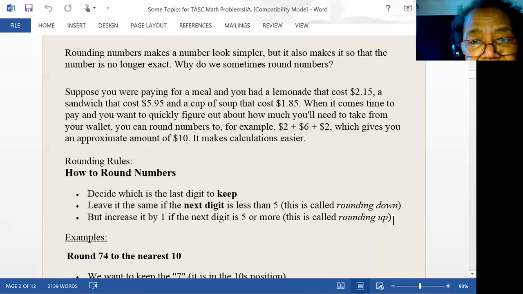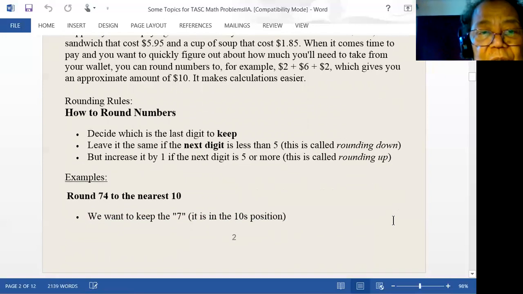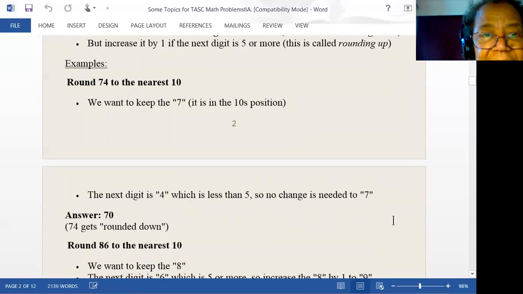Okay, let's take an example. Suppose we want to round 74 to the nearest 10. Now, the tens position is where you see the 7. 7 tens make 70, right? But look at the 4. The 4 is less than 5. So, no change then to the 7, and we just put 0 to round it down.